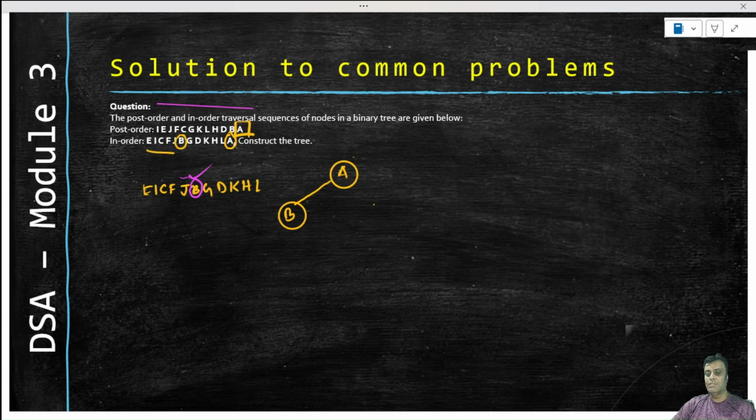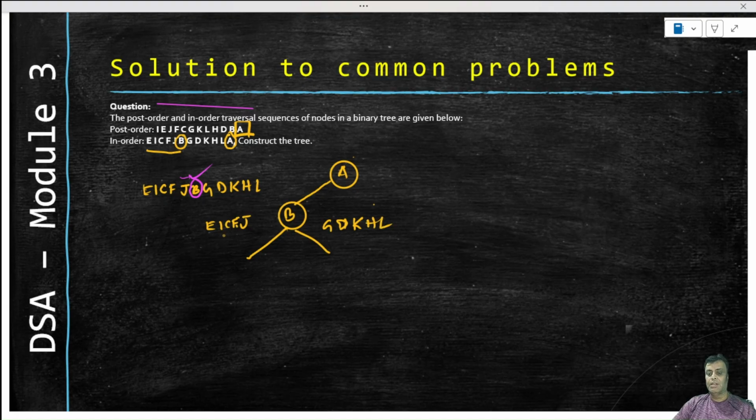So it will say the left subtree is E, I, C, F, J. So it will say the left subtree of this is E, I, C, F, J. Okay, so EICFJ, and then we'll keep a node for left, and it will say that the right subtree will be GDKHL. GDKHL, that is my right subtree.